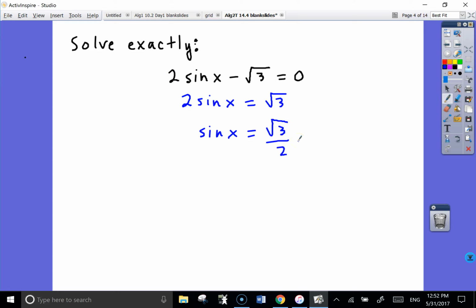Okay, well, we should recognize that from the unit circle. Okay, so let me see. On the unit circle, the square root of 3 over 2 was the y coordinate here and here, right? And those angles were pi over 3 and 2 pi over 3.